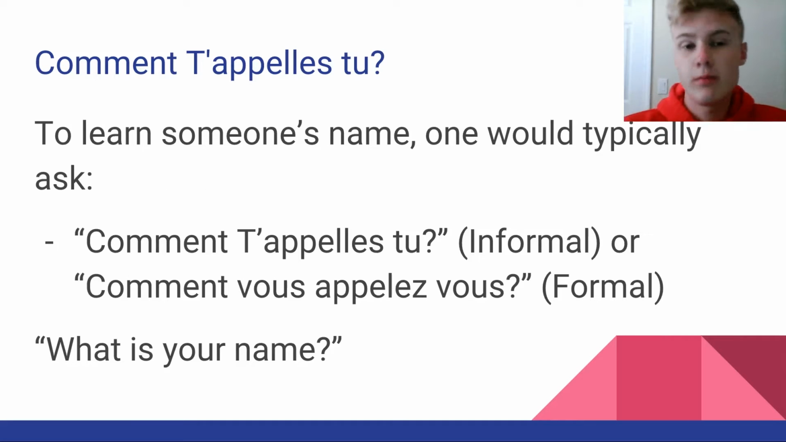Next we have comment t'appelles-tu? And this is to learn somebody's name. This is to ask what is your name. And there are 2 forms to it that are typically used. Comment t'appelles-tu, which is informal, or comment vous appelez-vous, which is formal. And typically formal is used in a more dating respect kind of context. But both are used, and we'll go into informal and formal later in the lessons. So yeah, what is your name? Comment t'appelles-tu? Comment vous appelez-vous?